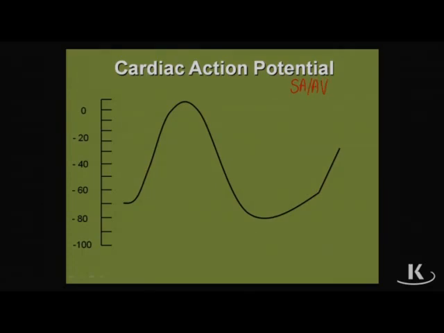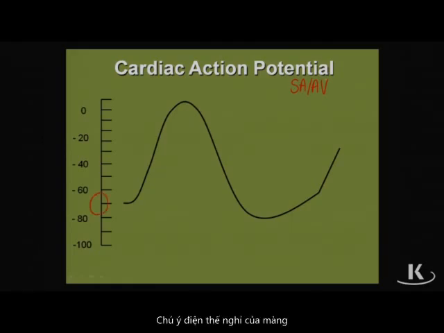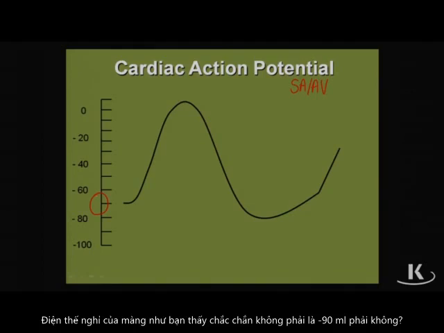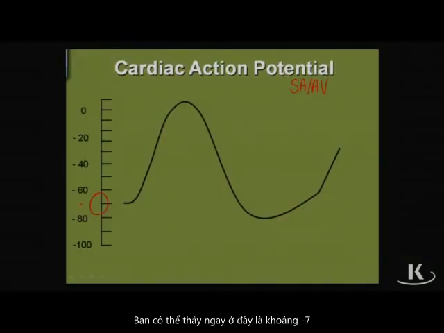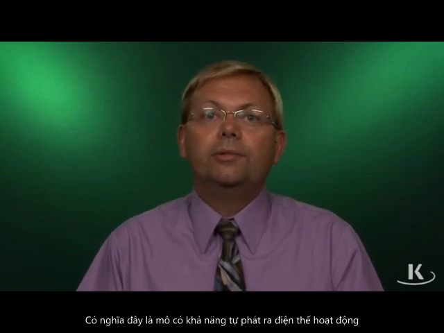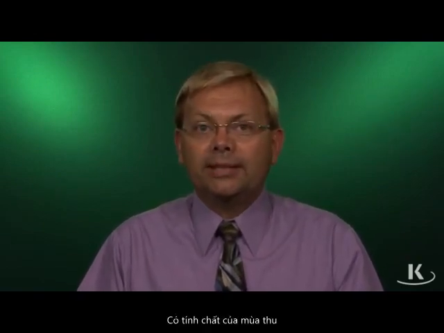Those slow response fiber, the first thing I want you to check out is on the y-axis. Notice the resting membrane potential. This resting membrane potential, as you can see, is certainly not minus 90 millivolt, is it? You can see right here, it's around minus 70. And around minus 70 millivolt, the issue will be that you're already very close to threshold, meaning this is a tissue that potentially will be able to fire action potential by itself, have that property of automaticity.